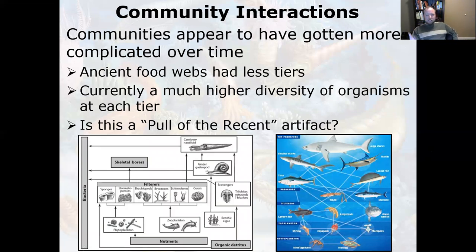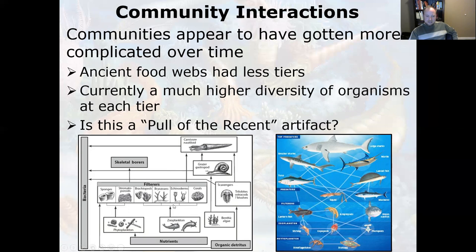So community interactions are one thing that definitely changes with time. They appear to have gotten more complicated. So if we look back at our Ordovician food web that we talked about last time, the basics are the same. There's nutrients at the bottom, inorganic nutrients and things like sunlight taken in by the producers at the bottom here, the phytoplankton, zooplankton consume those, moving up to the filterers, grazers that feed on the plants, and then the carnivores at the top here that feed on them.